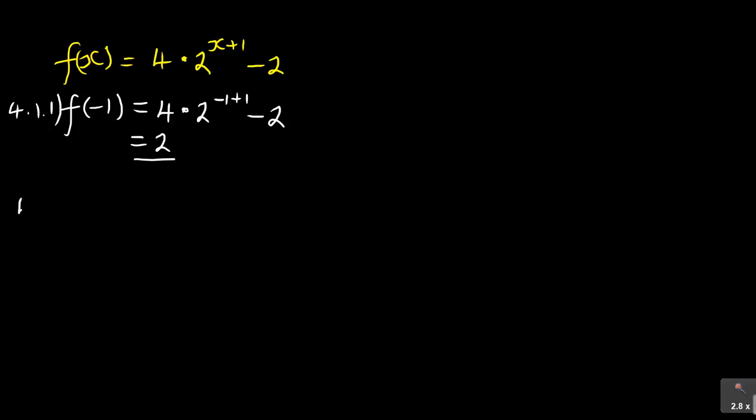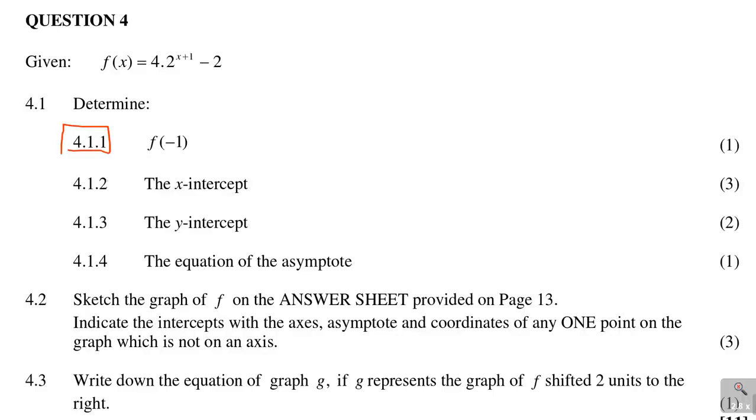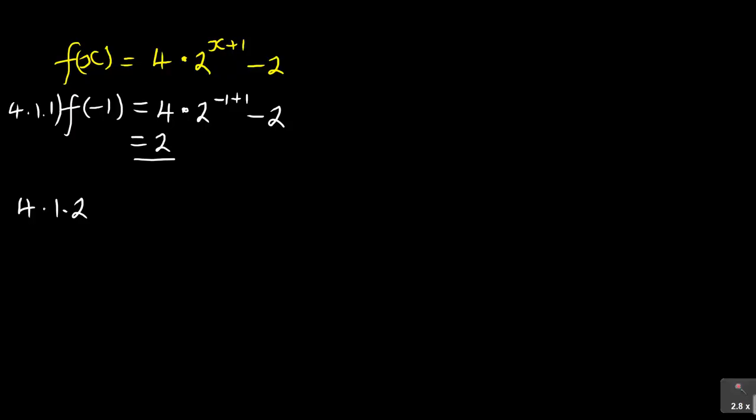That was 4.1.1. Now let us look at 4.1.2, and the question is you need to find the x-intercept, and this is 3 marks. You must remember a few things. If they are talking about the x-intercept, you must know that at the x-intercept, y is equal to 0. This is a condition you must always know.